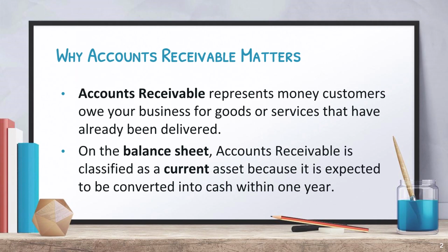What is the accounts receivable cycle? Accounts receivable represents money customers owe your business for goods or services you already delivered. On the balance sheet, accounts receivable is a current asset because it is expected to convert into cash within 1 year. But in the real world, accounts receivable goes through a complete life cycle.